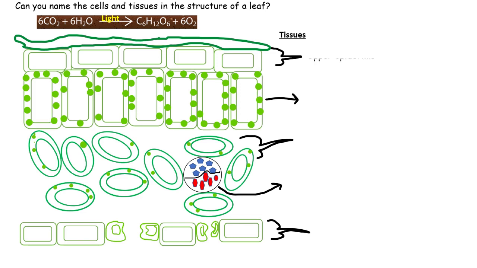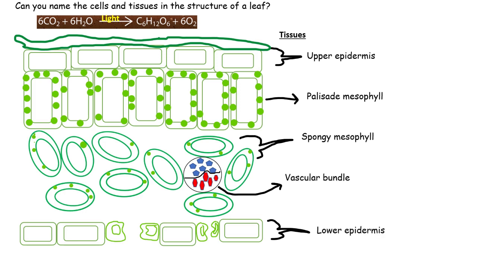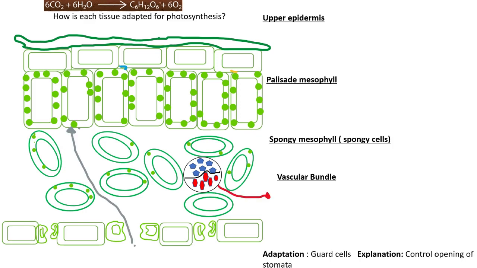At the top, we have the upper epidermis. Just below that, we've got the palisade mesophyll, then the spongy mesophyll, the vascular bundle, and finally at the bottom, we have the lower epidermis. You need to know those, so learn them, guys. Right, let's go through the adaptations.